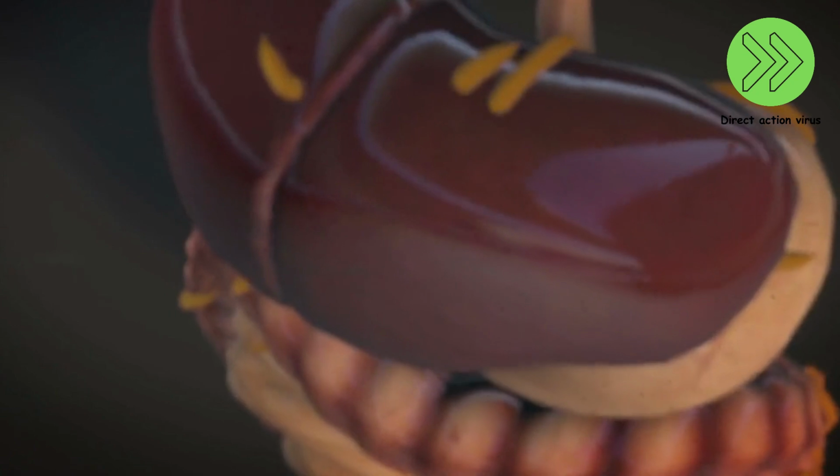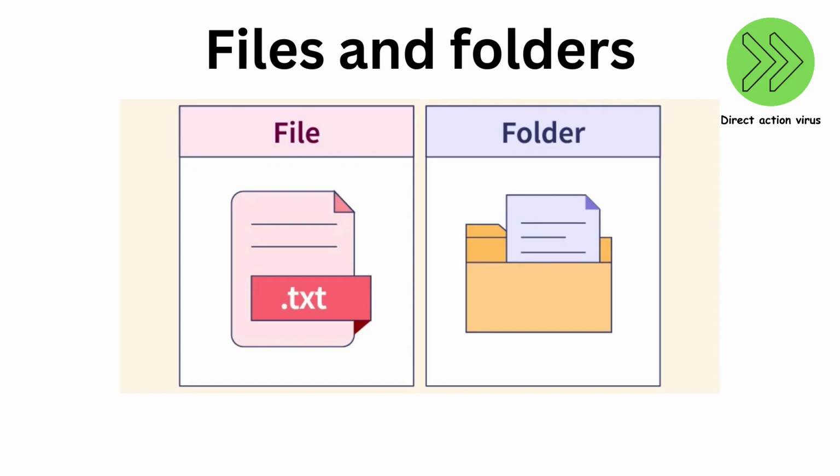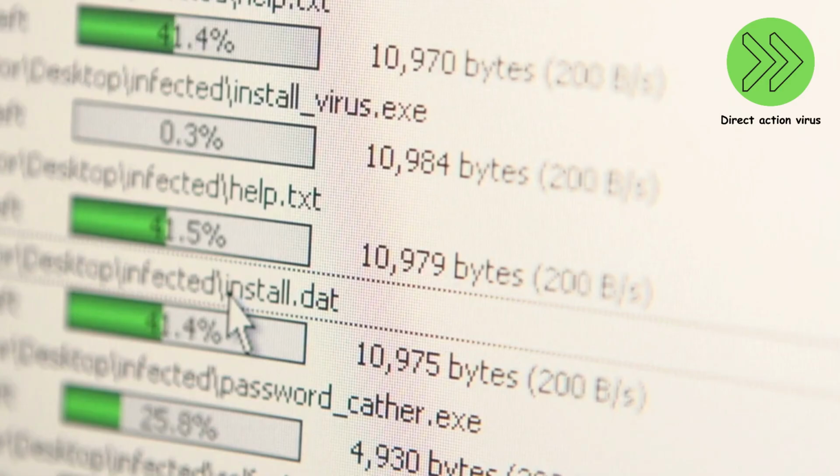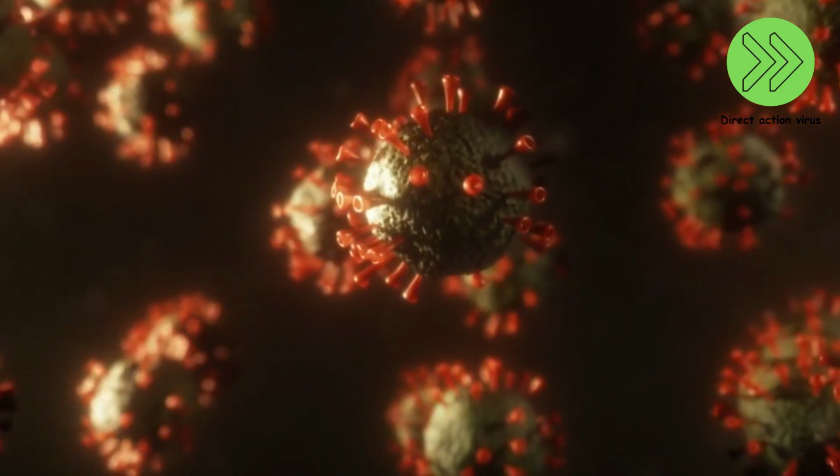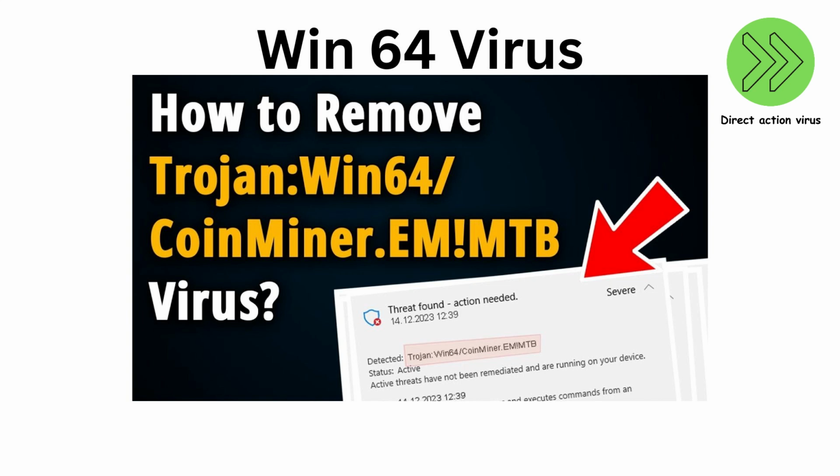The target of a direct action virus is typically your files or folders. It may delete, overwrite, or corrupt them, causing varying degrees of damage. A prime example of a direct action virus is the Win64 virus. This virus specifically targets Windows operating system files, rendering the system unstable or unusable.